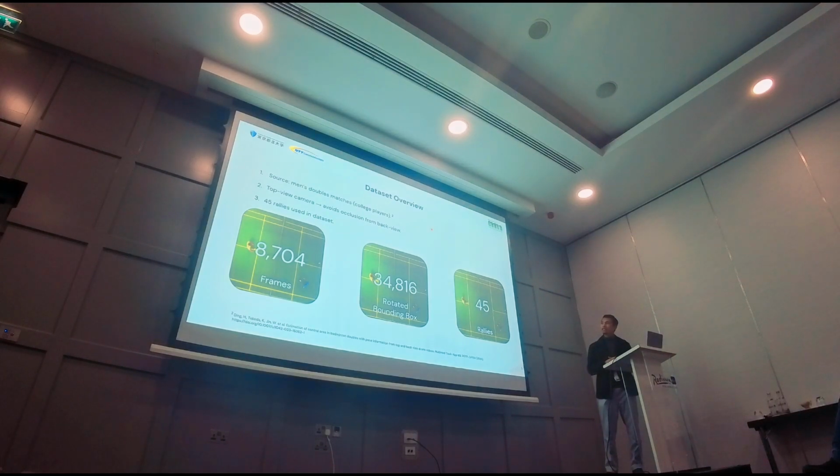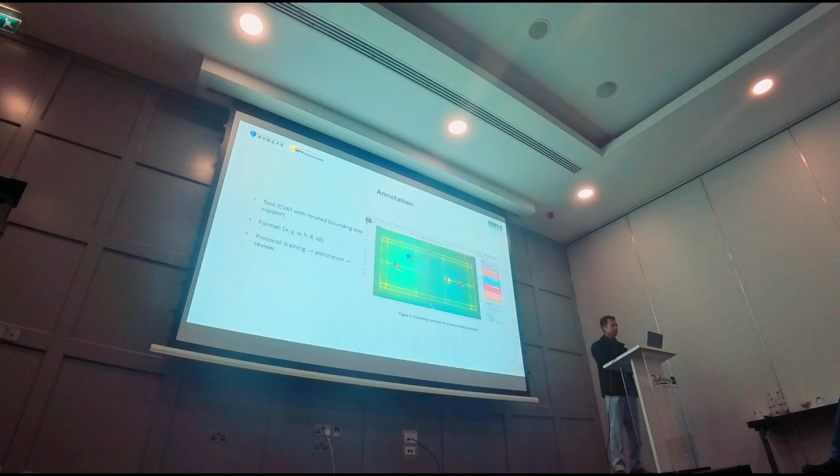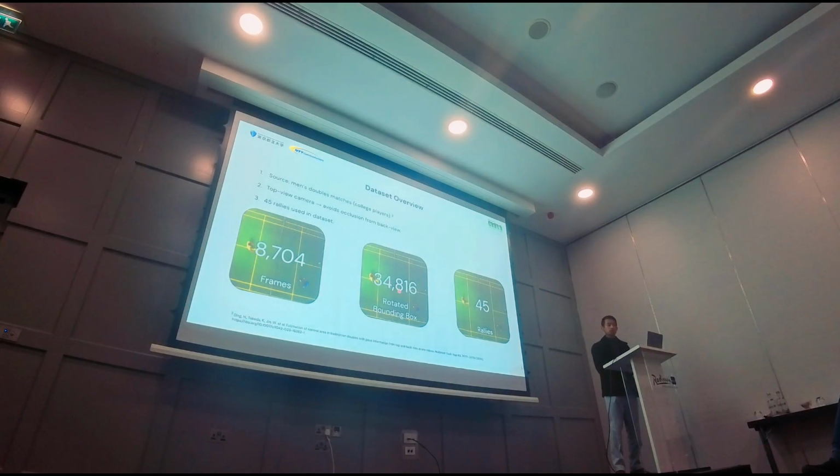The source of this dataset is men's doubles matches from college players. We use a top view camera, so the camera is at the top, to avoid occlusion from the back view. We use 45 rallies in the dataset. In total, there are around 8,000 frames and 34,000 rotated bounding boxes.